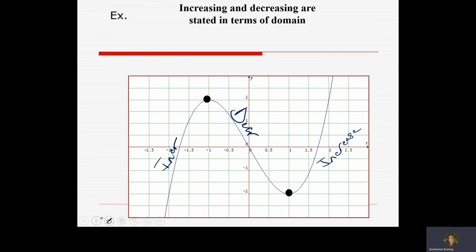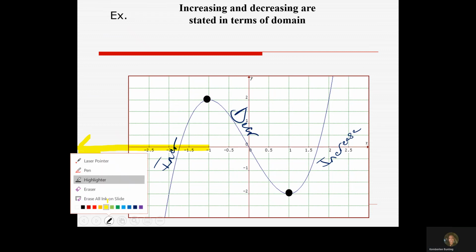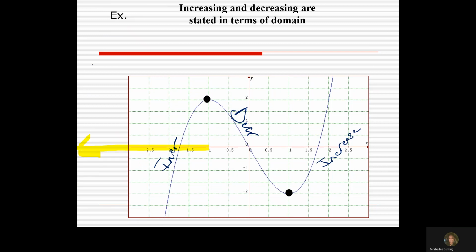Let me break out my highlighter. From all the way this way up until right there, my function is increasing, is it not? How would you name that interval? From negative infinity to where? To -1.